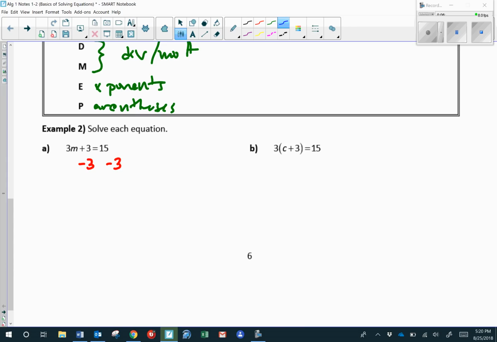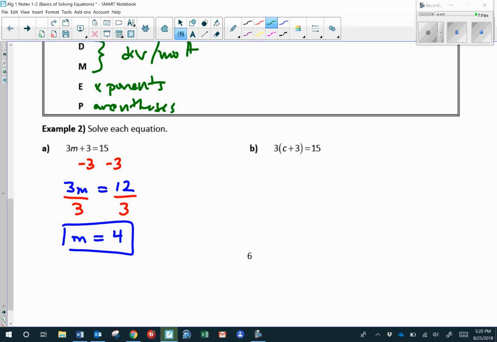So I'll subtract 3 from both sides of the equation. That gives us 3m is equal to 12. And then next, I have to undo the multiplication by 3. So I'll divide both sides by 3. And that will leave us with 3m divided by 3 is m, and 12 divided by 3 is 4.